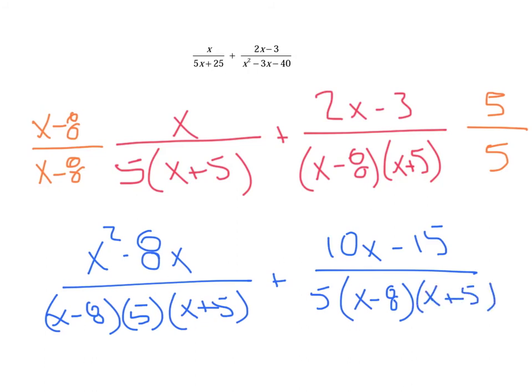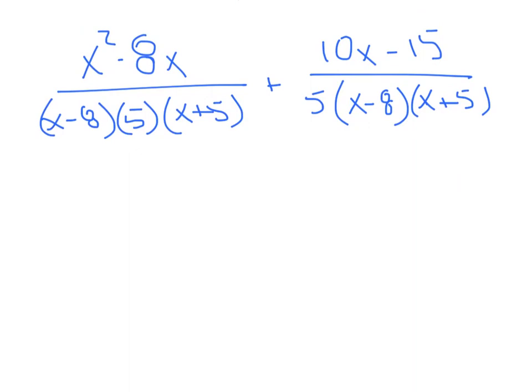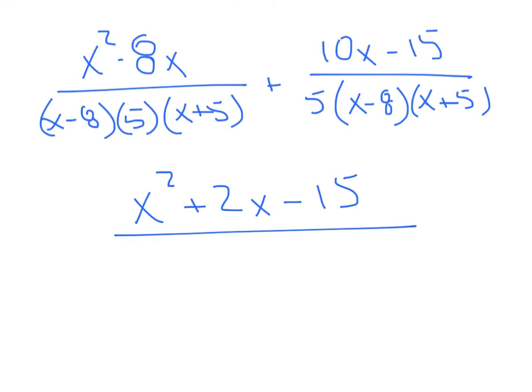We're going to combine these two fractions into one fraction by combining all of our like terms: x squared plus 2x minus 15. Again, no canceling. Absolutely no canceling until after we've combined them into one fraction.